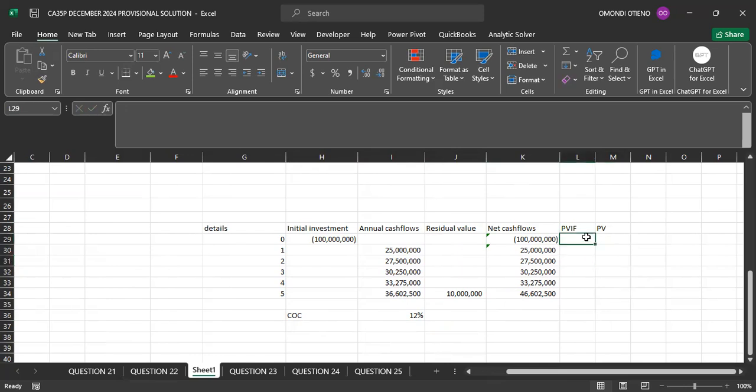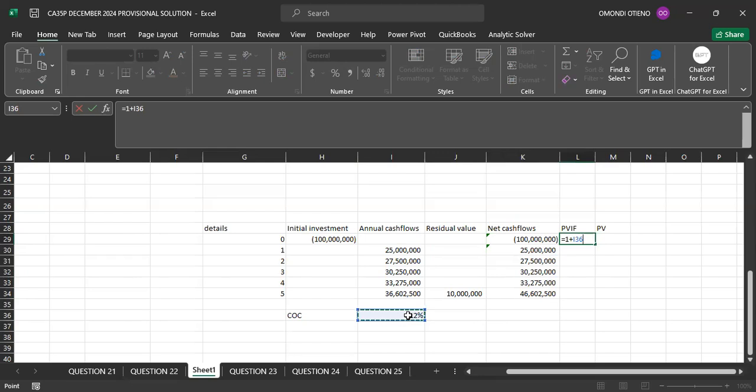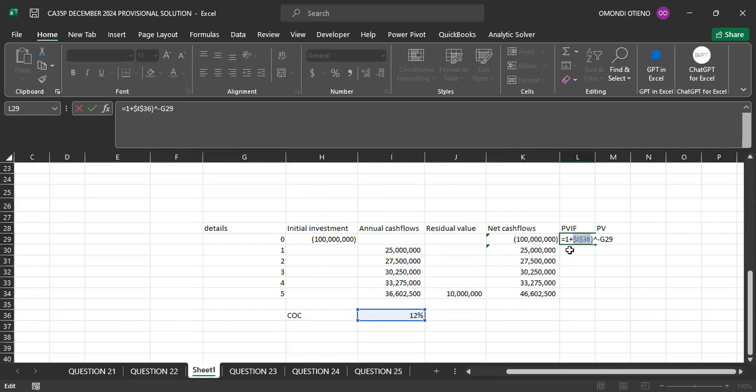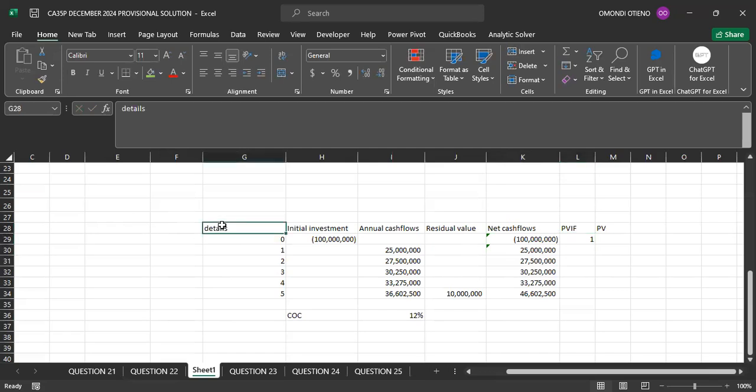Let's look at it. So the present value here will be equal to 1 plus R. R is now the discounting rate or cost of capital. Then we raise it to the power negative that period there. So this one here is the year.